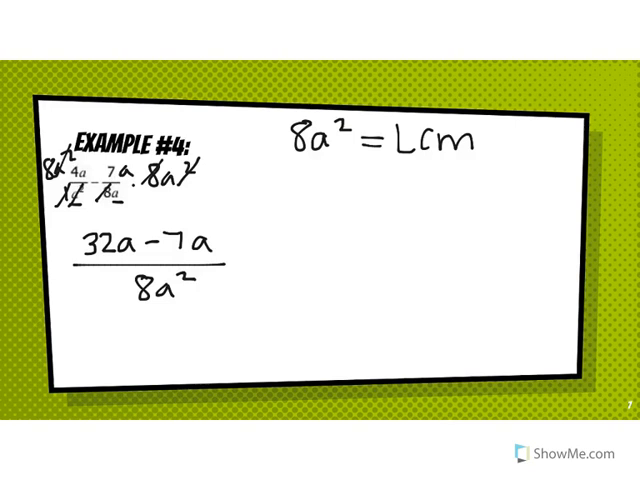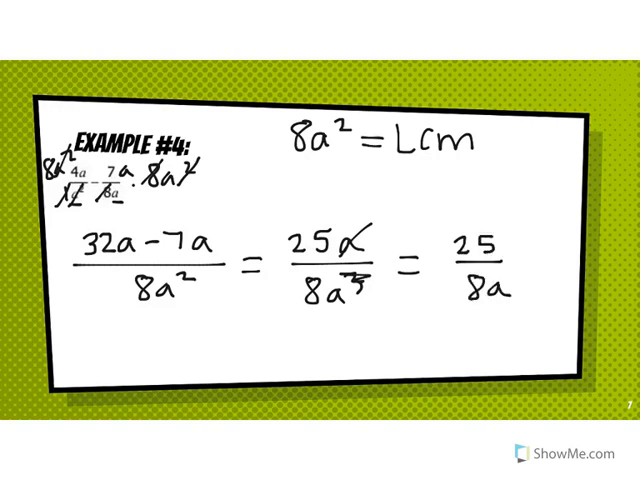So now we're going to go ahead and see if we can simplify anything. I know that I have a GCF of an a here, but actually, we can just combine like terms. Let's do that first. So if I have 32a minus 7a, we are going to be left with 25a, and then we have 8a squared. Now we are actually able to cancel out our a's here, and then this one is just going to be an a left on the bottom. So now I'm left with my final rational expression, which is 25 over 8a.